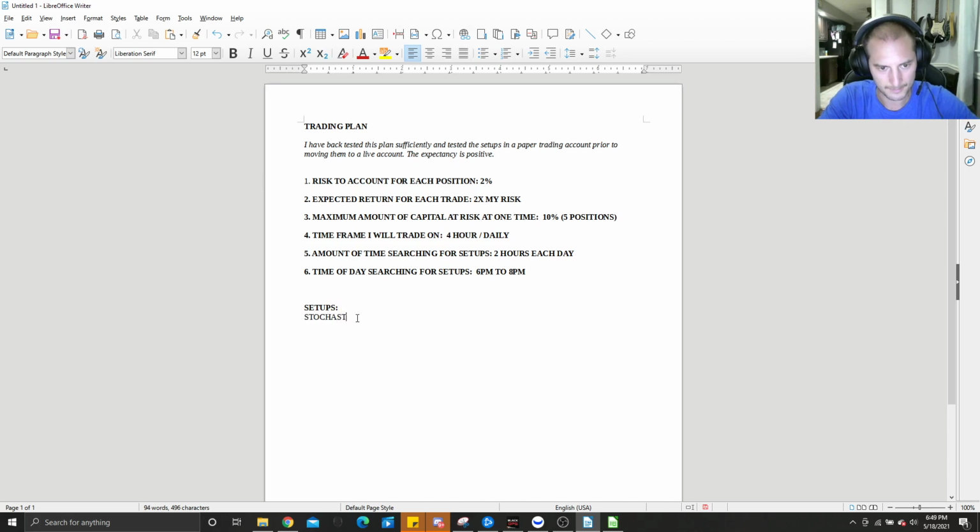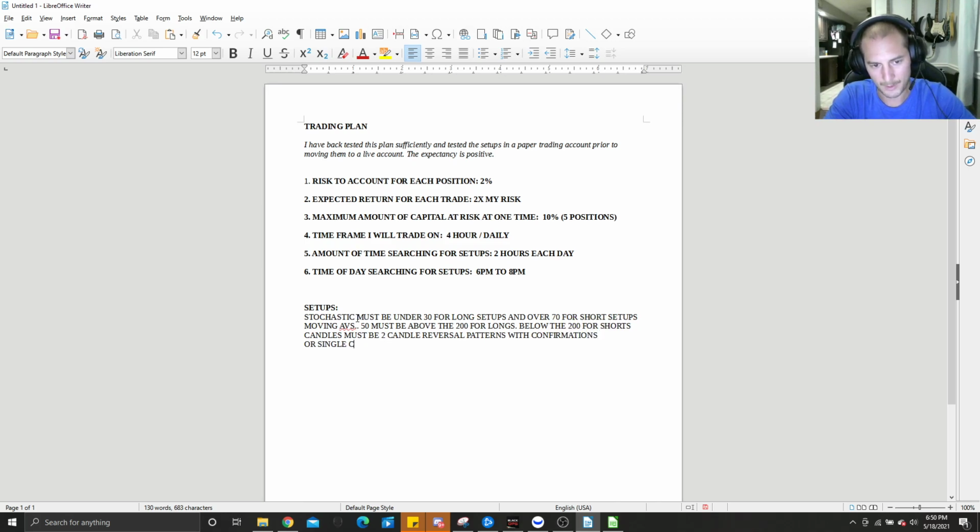Let's say the stochastic must be under 30 for long setups and over 70 for short setups. The moving averages: the 50 must be above the 200 for longs, below the 200 for shorts. And then let's say the candles must be 2 candle reversal patterns with confirmations, or single candle pin bars with confirmations. So that's my very basic trading plan.